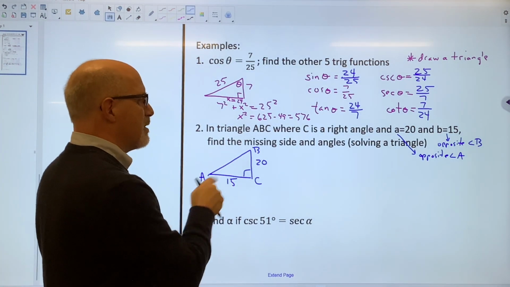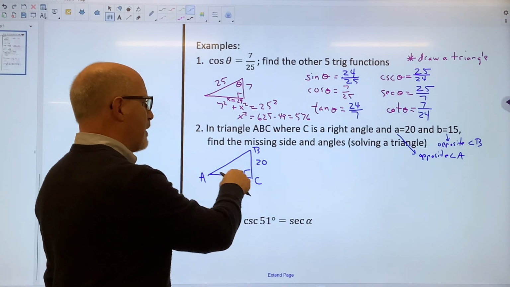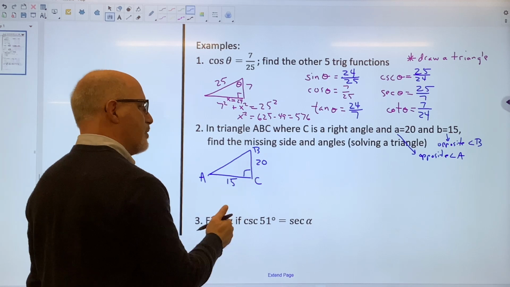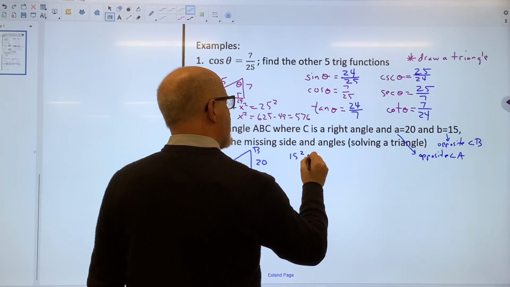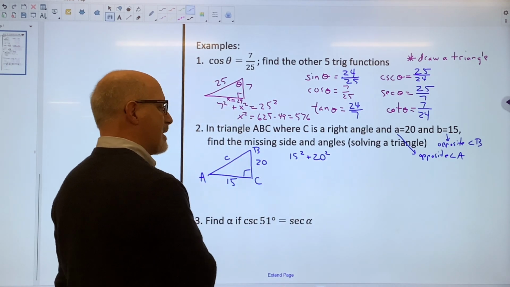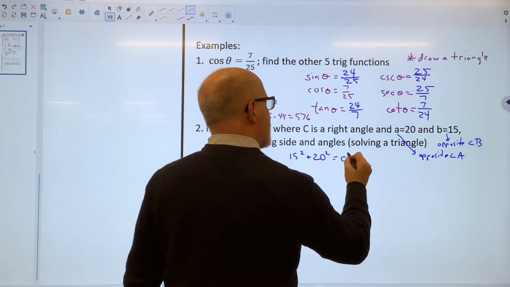Now we're going to find the missing side and the angles on this. We don't know A or B, we know C. So first of all, let's find the missing side. Well, we'll use the Pythagorean theorem. So we're going to go with 15 squared plus 20 squared. I'm going to call this C because that's opposite angle C, is equal to C squared.